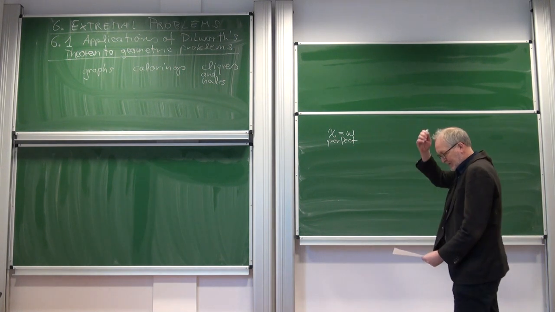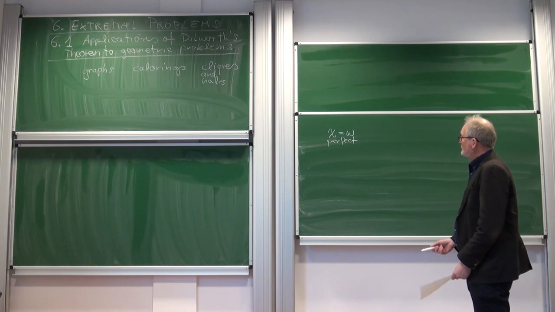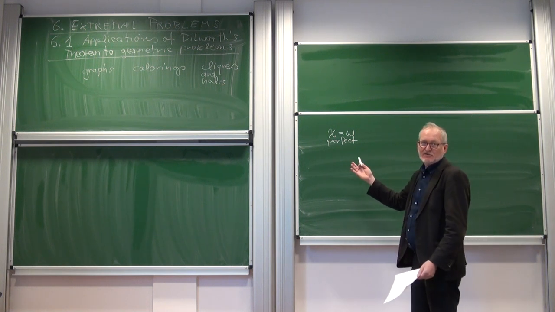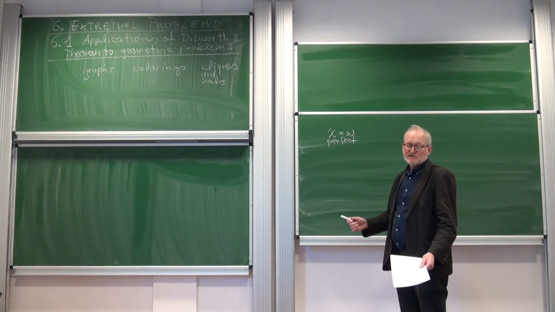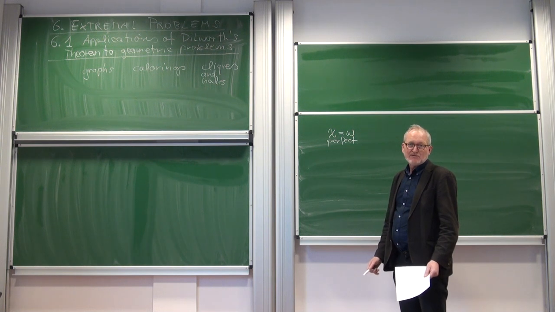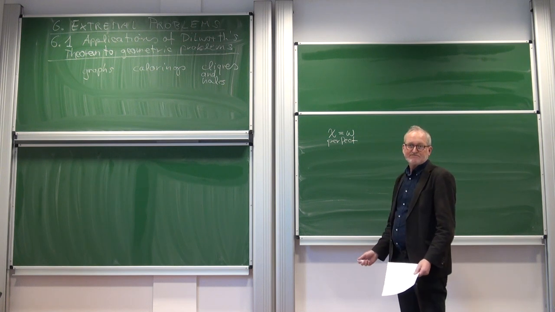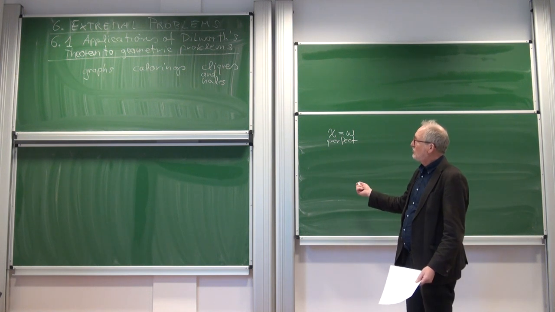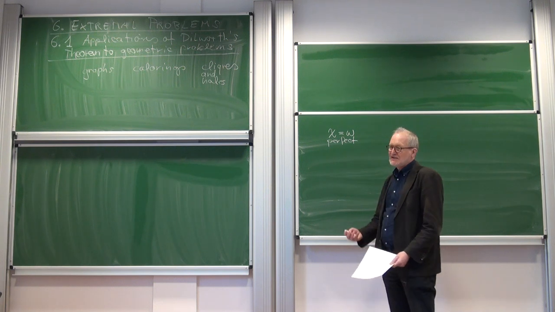So perfect graphs have been a big topic in the 80s, 90s, early years of the century, until the strong perfect graph theorem was proven, which gives a precise characterization of perfect graphs. A graph is perfect if it has no odd hole and no odd anti-hole.